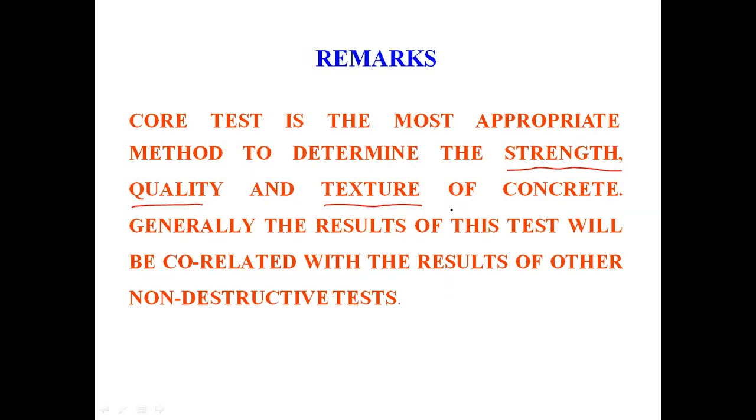Generally, the results of the test will be correlated with the results of other non-destructive tests also. For example, you are using the rebound hammer test. From the rebound hammer test, you can get the compression strength of the concrete cube also, isn't it? I showed you how to interpolate rebound numbers with the compression strength of the concrete. So those values you can correlate with the core test values, which you are getting from the direct compression strength of the concrete core samples.